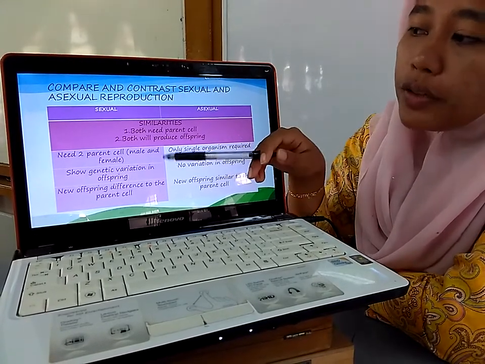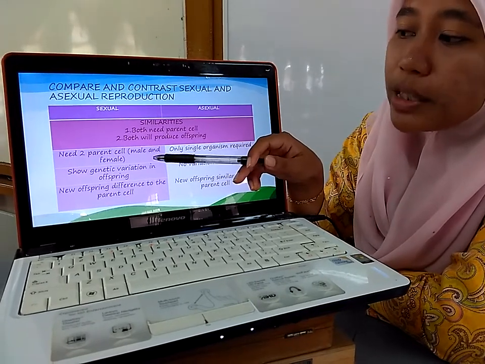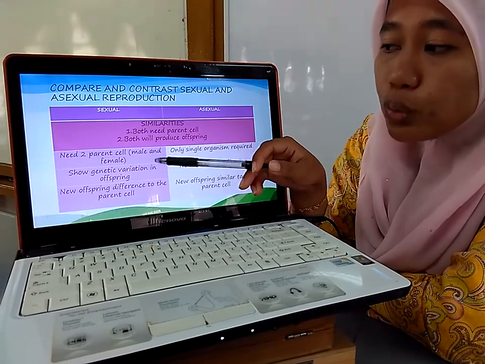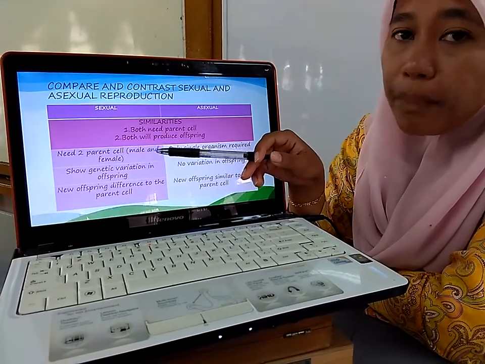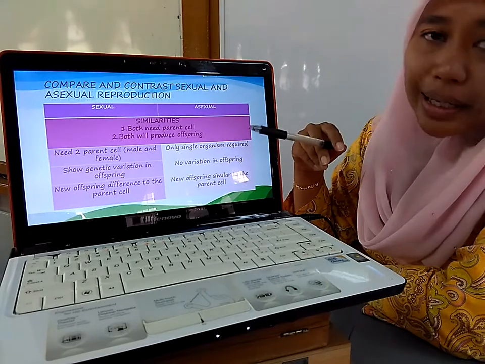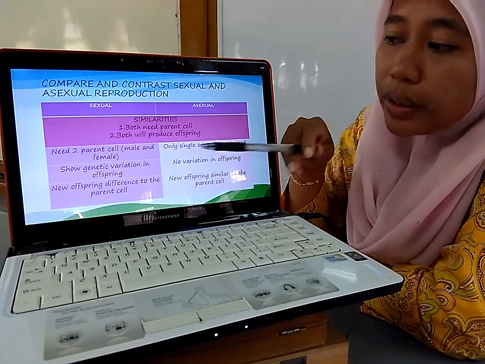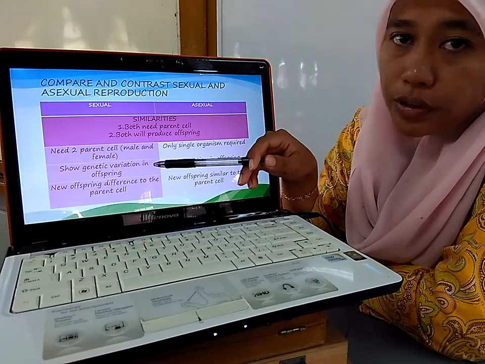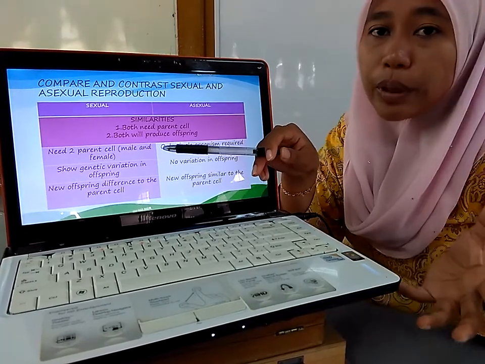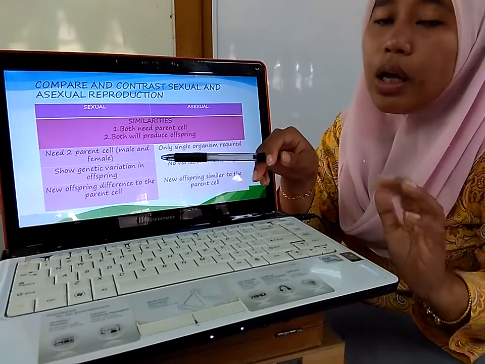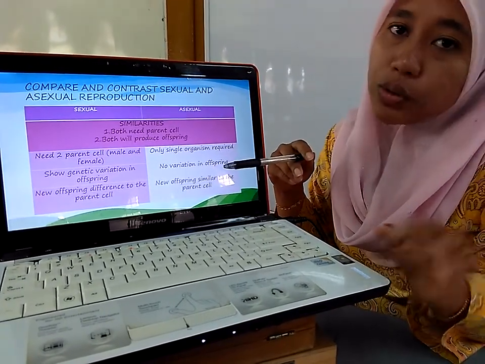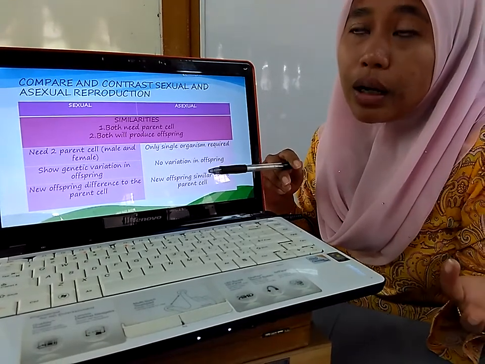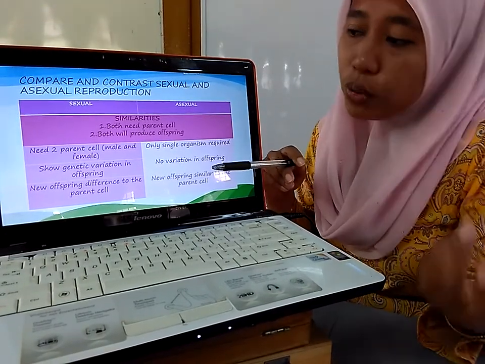Okay, now the differences. Okay, what is different between sexual and also asexual? Sexual reproduction must have 2 parent cells, which will produce male gametes and female gametes, but asexual only one can also carry it out. Okay, sexual reproduction, they will show genetic variation in offspring. For example, the first baby may be different from the second baby, and so on. But for asexual, there will be no variation. All potatoes, all carrots will have orange color.